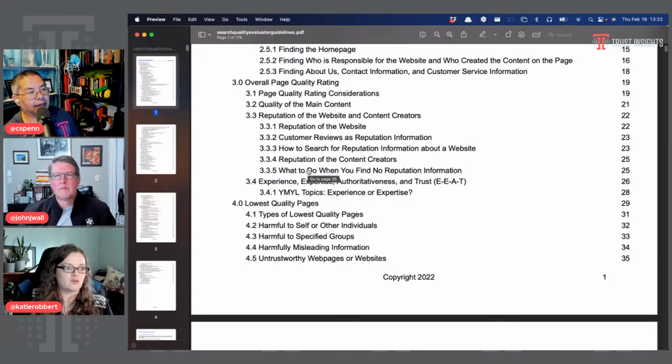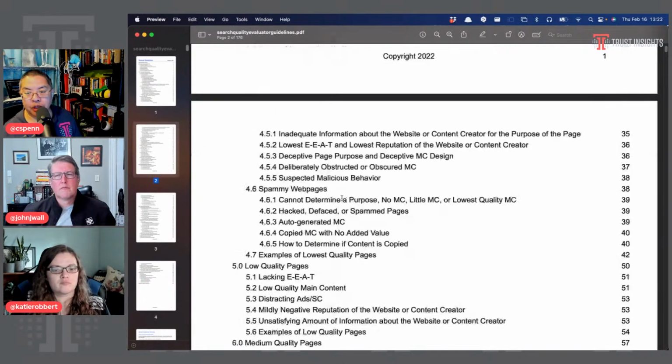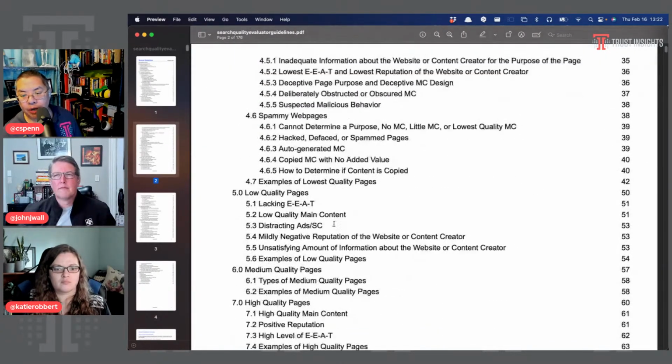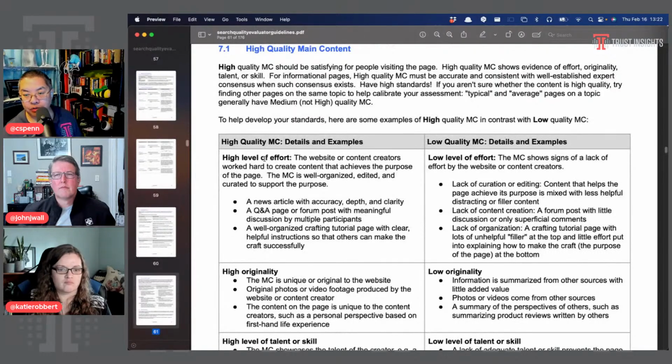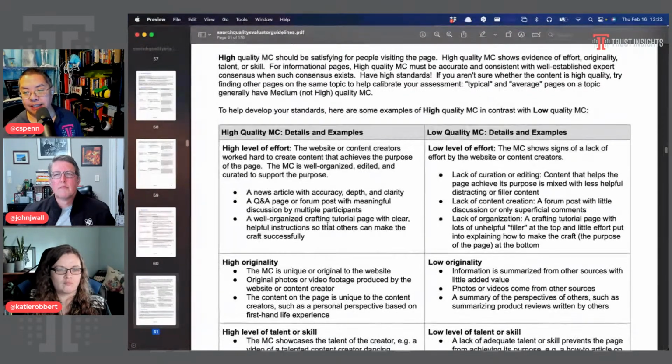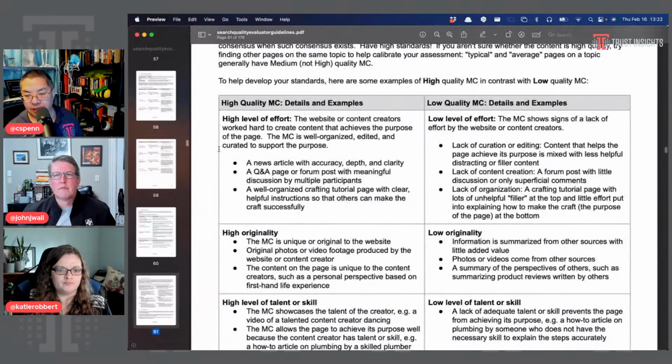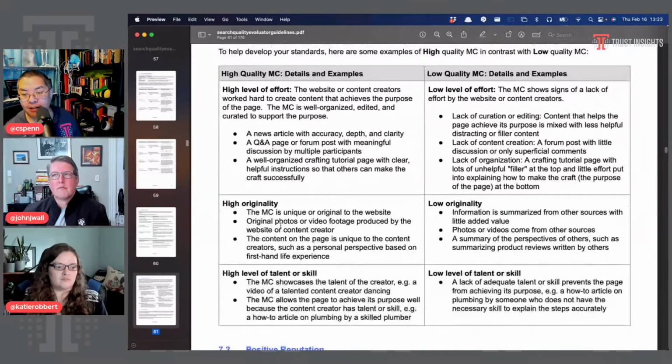And remember, it boils down to two dimensions: page quality and needs met. The first thing you have to do is read about what Google considers low or high quality. For example, this is high quality main content. What is the difference between high quality and low quality? High quality is a news article with accuracy, depth, and clarity, a Q&A page or forum post with meaningful discussions, a well-organized crafting tutorial page, high originality, unique or original photos, and things like that.